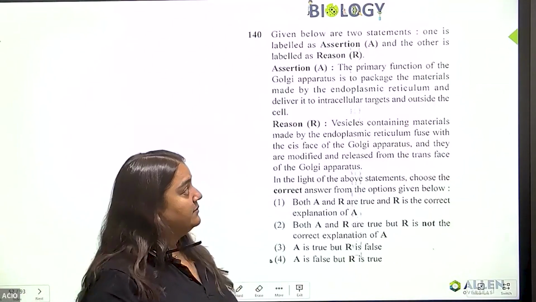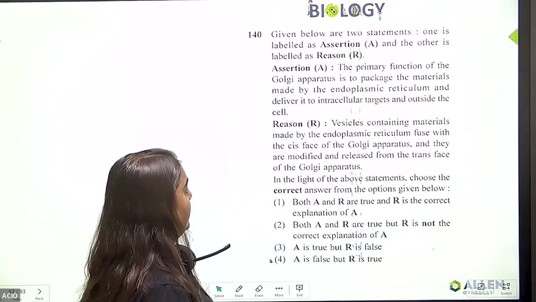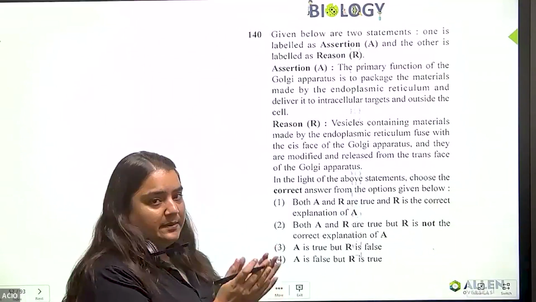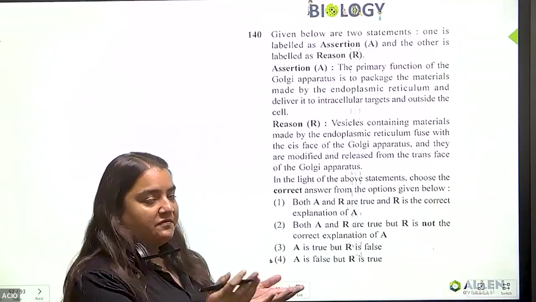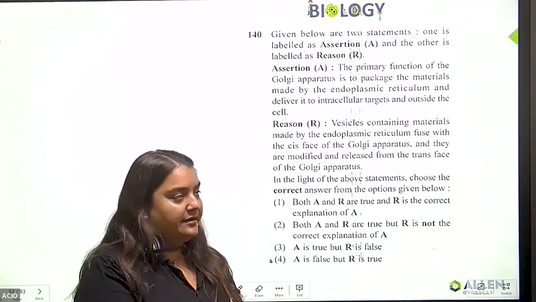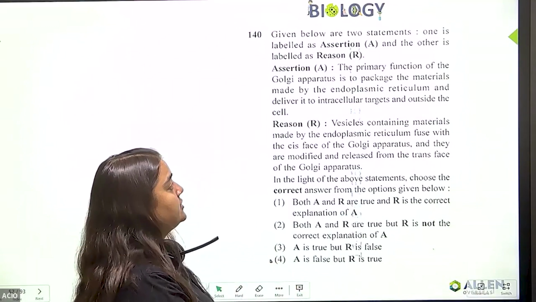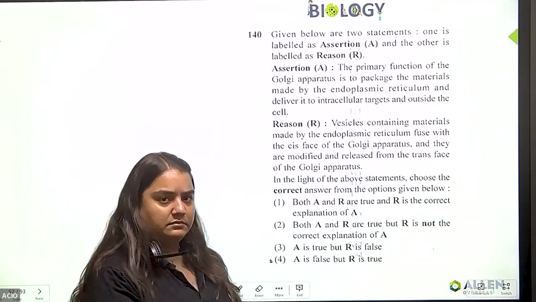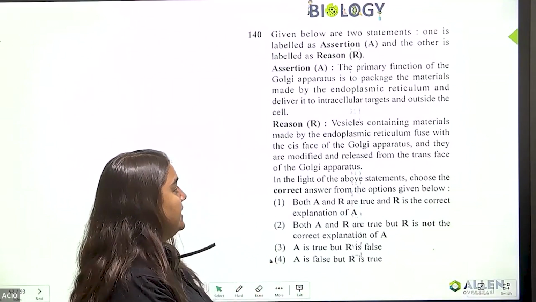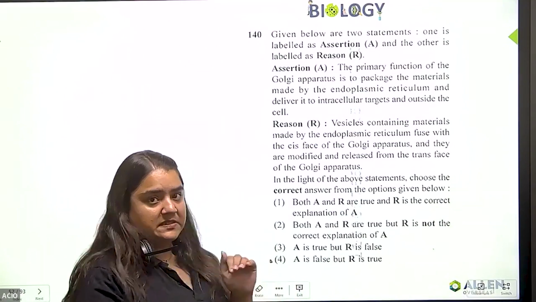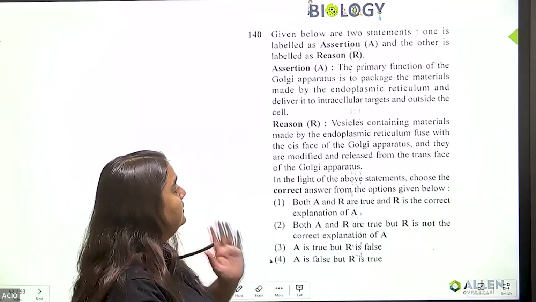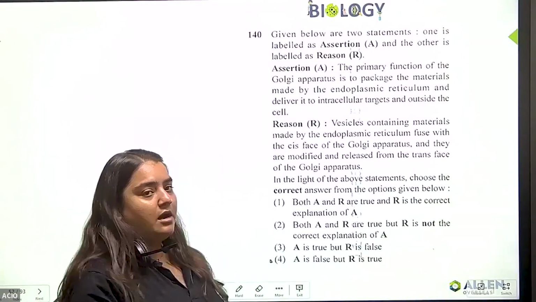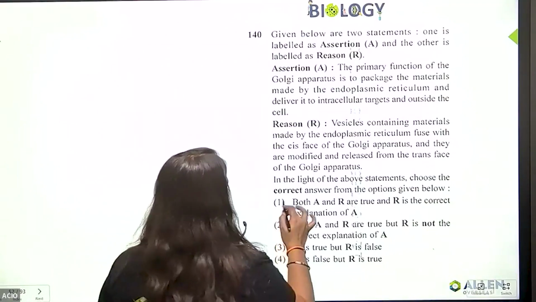Given below are the two statements, assertion and reason, and we have to find the right answer. Assertion says the primary function of the Golgi apparatus is to pack the material. Yes, for sure, it packs the material, modifies it, and the material is given to the Golgi by ER. So the primary function of the Golgi body is to pack the materials made by the endoplasmic reticulum and deliver them to intracellular targets and outside the cell. Perfectly fine. Vesicles containing materials made by the endoplasmic reticulum fuse with the cis face of the Golgi, the forming face, and they are modified and released from the trans face of the Golgi apparatus, the maturing face. So A and R both are correct, and R is the correct explanation. So we go with 1.